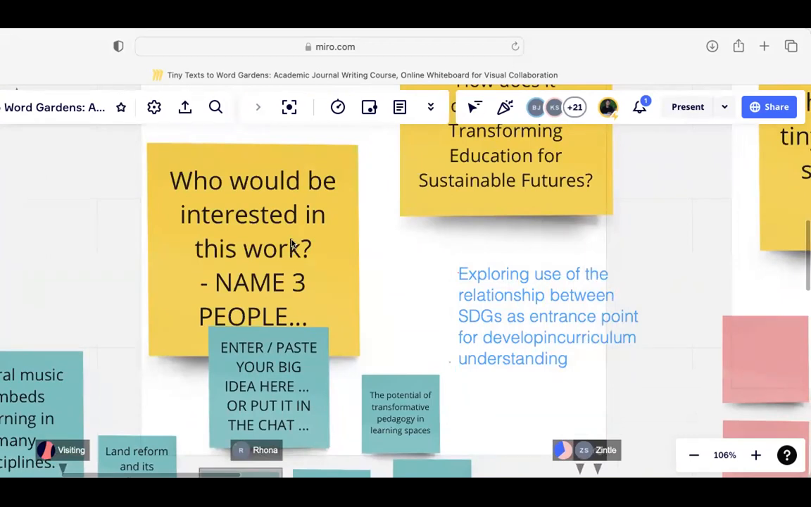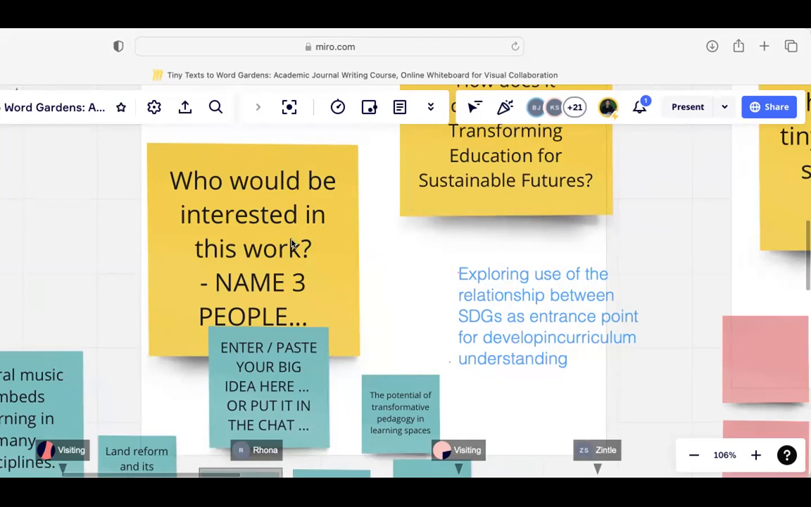Okay, so think about 3 people that you know who would be interested in this work, because those are the people that you're writing for. You write for people that are likely to be interested in your work, but it's very helpful to name them specifically. So you could think of a great policymaker that you really admire, and you think, well, this person might be interested in my work, so I'm going to name them.